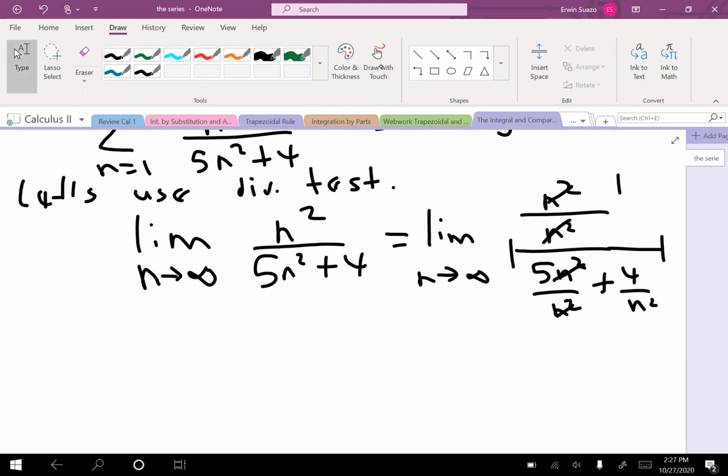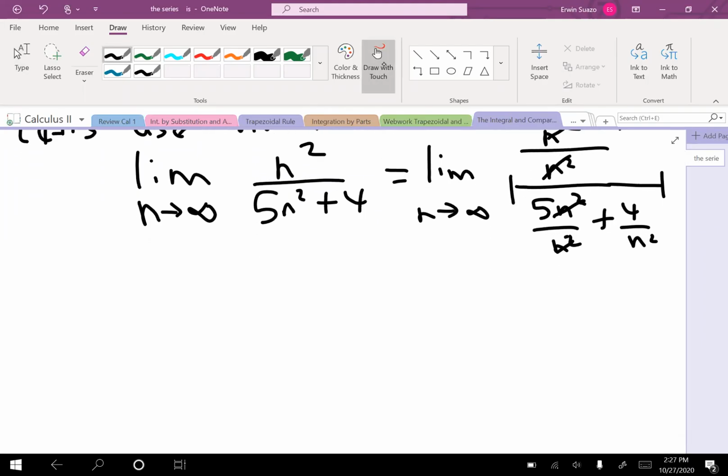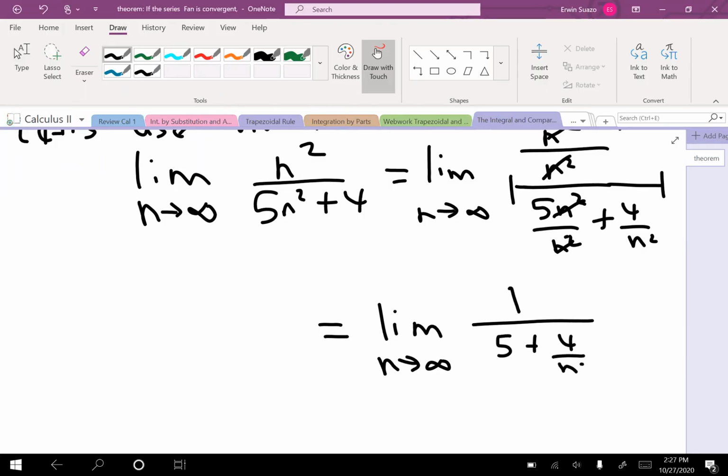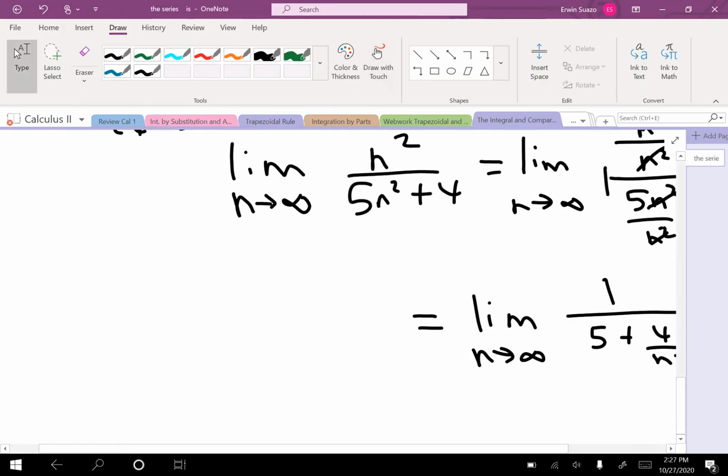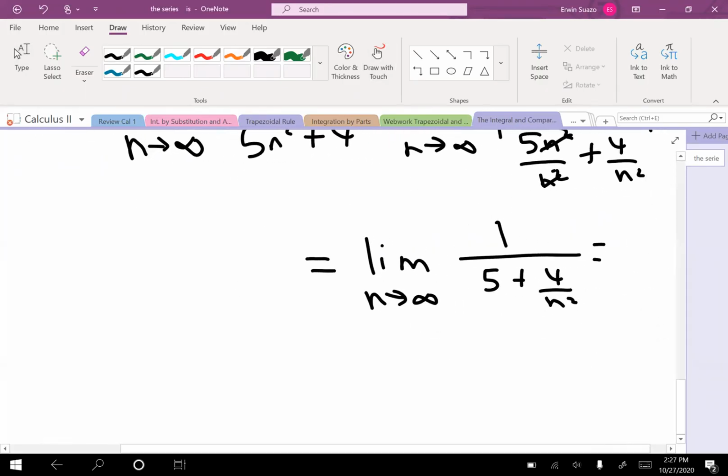So I'm getting that this limit is similar. I haven't found the limit yet, I'm just doing an algebra trick. I get 1 over 5 plus 4 over n squared. Now what? Now I can split the limit into a quotient.